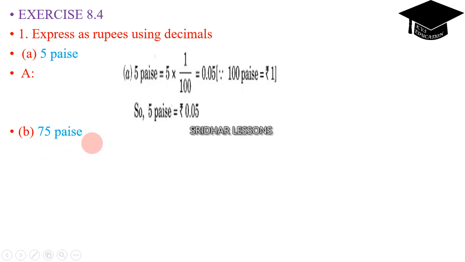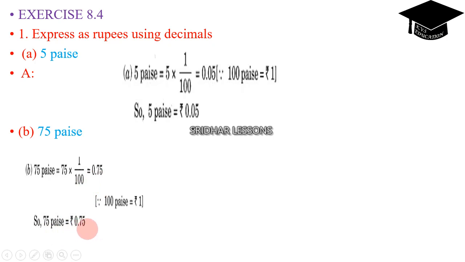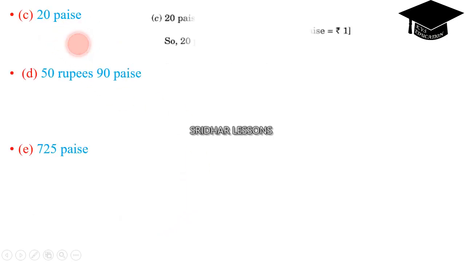Next one, 75 paisa. 75 paisa is equal to 75 into 1 by 100. Don't ask me why 1 by 100. It is because 100 paisa is equal to 1 rupee. This is equal to 0.75. That means 75 paisa is equal to 0.75 rupees. 20 paisa. 20 paisa is equal to 20 into 1 by 100. This is equal to 0.20. So 20 paisa is equal to 0.20 rupees.